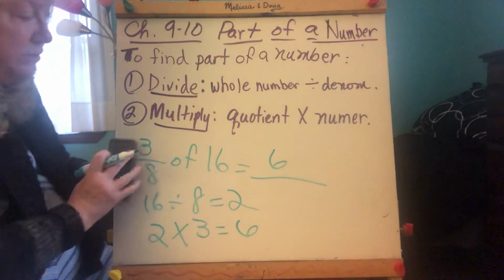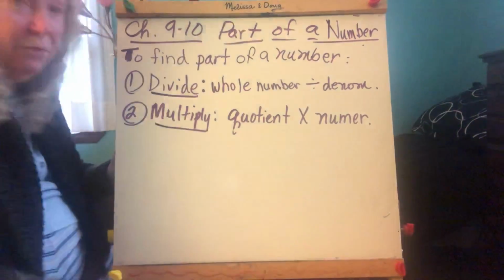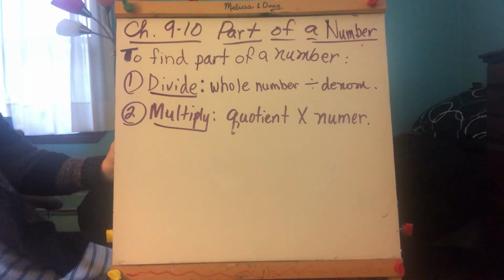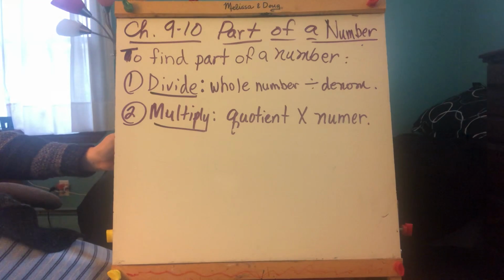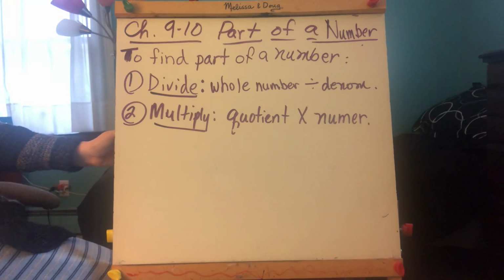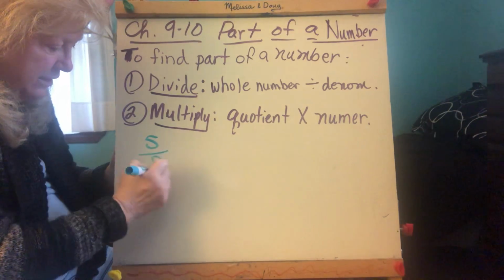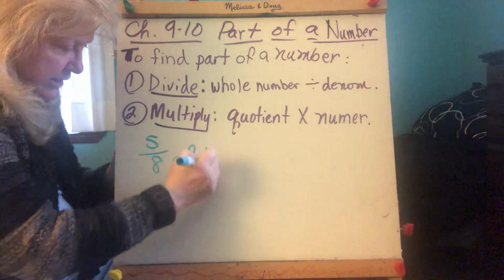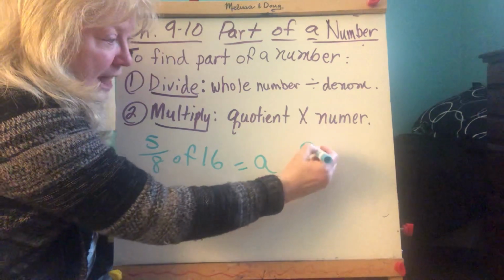Okay, now sometimes you will be given, instead of a blank or a question mark, a letter. They might tell you to do, let's say, 5/8 of 16 equals A. 5/8 of 16 equals A, and then you have to tell them what A equals.